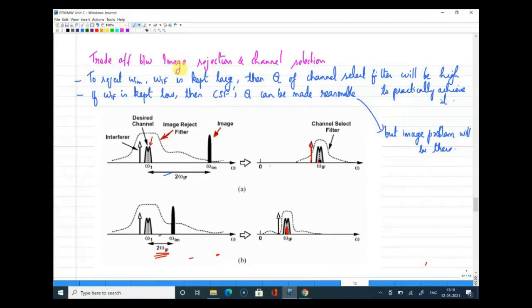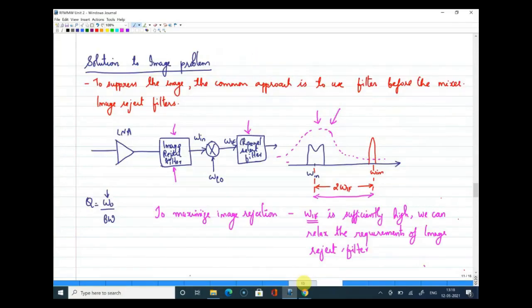If I try to keep a good image reject filter, then I have to keep omega f large, but that will result in interference very close to the channel, or the other way, right? So there is a trade-off involved between image rejection and channel selection. All right. So the takeaway from here is, since there is a trade-off between image rejection and channel selection, the solution we proposed cannot be used, because there is always a trade-off. We have to compromise either on channel selection or on image rejection, right?